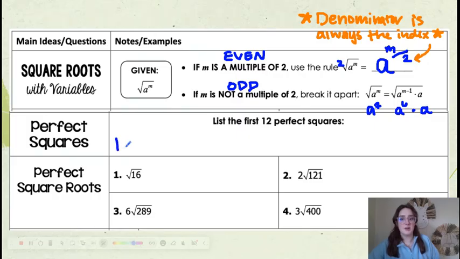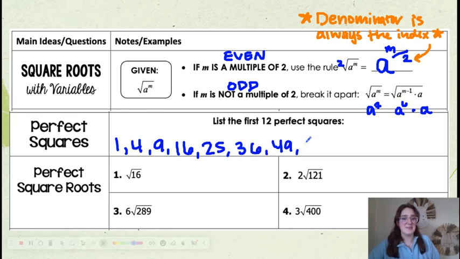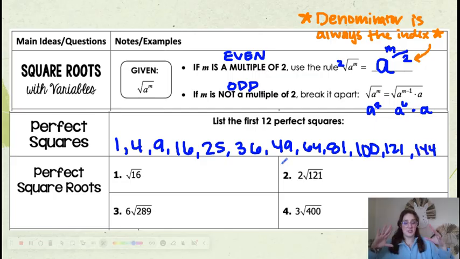1 squared is 1, 2 squared, 4, 3 squared, 9, 4 squared, 16, 5 squared, 25, 6 squared is 36, 7 times 7 is 49, 8 times 8 is 64, 9 times 9 is 81, 10 times 10 is 100, 11 times 11, 121, and lastly, 12 times 12 is 144. These are the top perfect squares we want to memorize, all right?